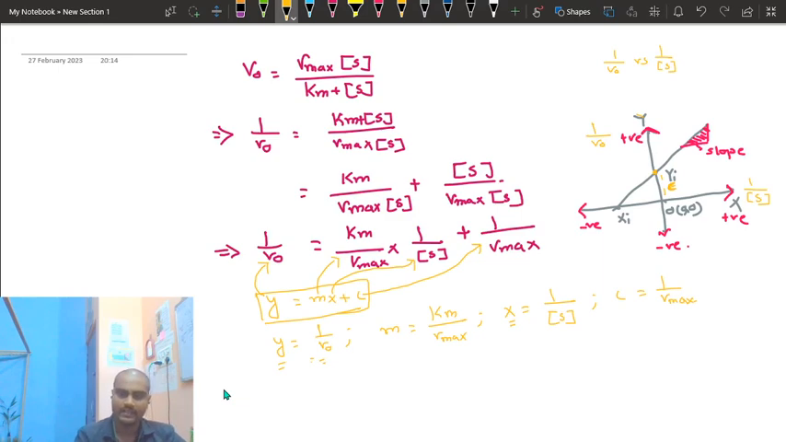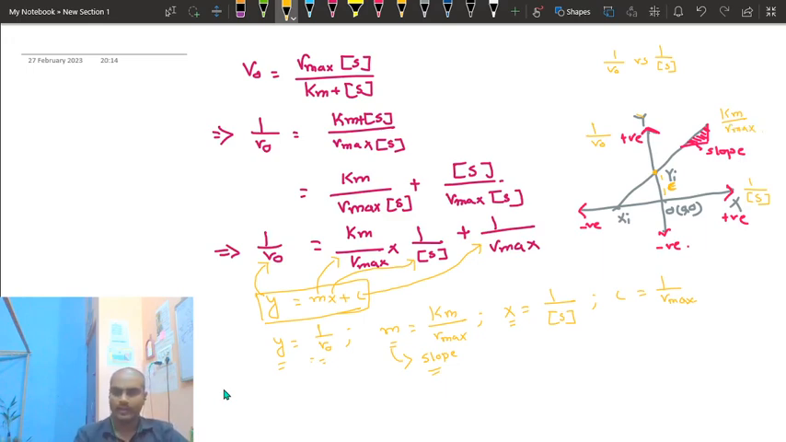Now you can see that this is m, and m is also known as the slope. So m is denoting the value of the slope. What will be the value of the slope? The value of the slope will be Km by Vmax.